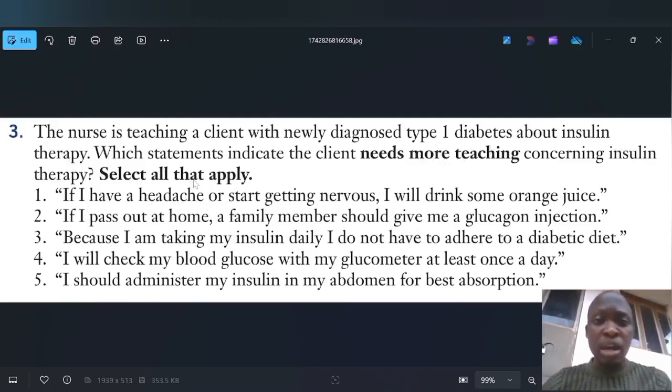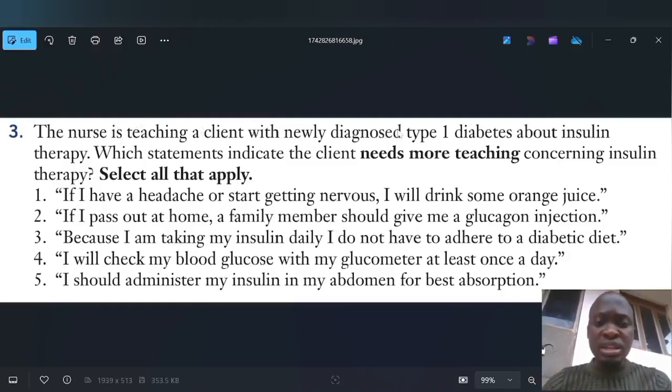Select all that apply. What do I often say about SATA questions? Select all that apply: you treat each option as either true or false. So when we look at this question, it says which client needs more teaching. More teaching means which one is the wrong answer. So which option should we tell the client, hey, this is wrong, we need to correct this? So let's first look at the question.